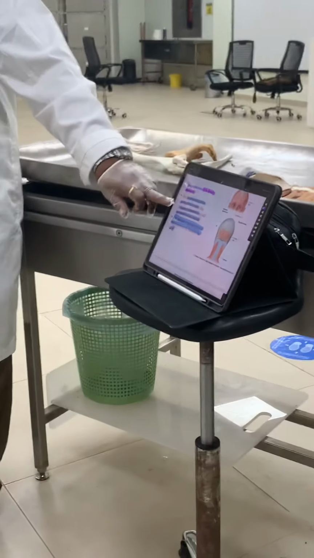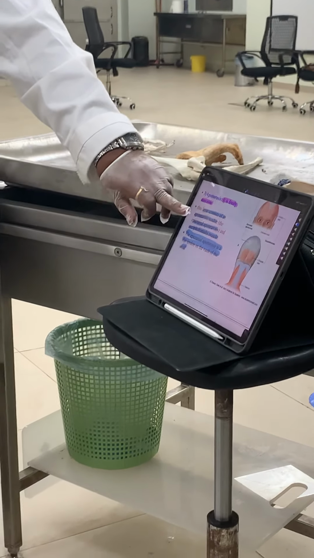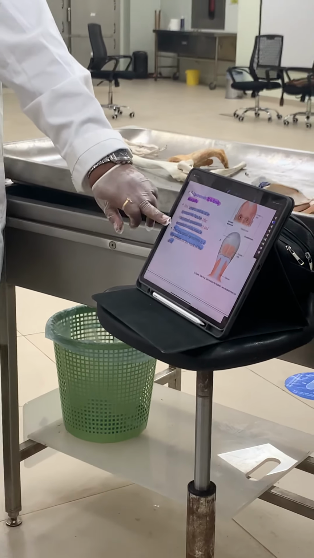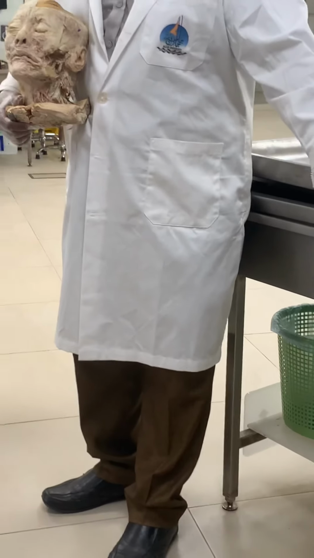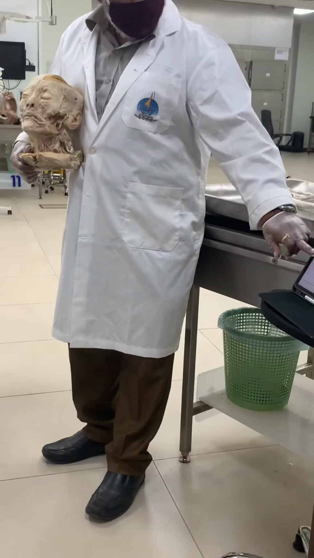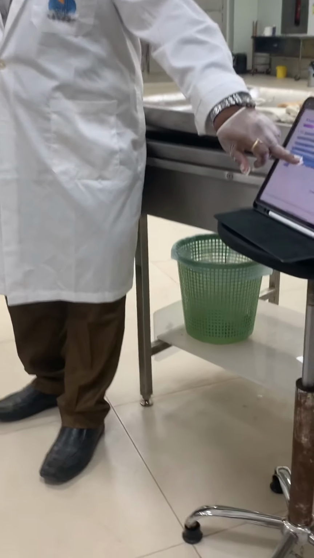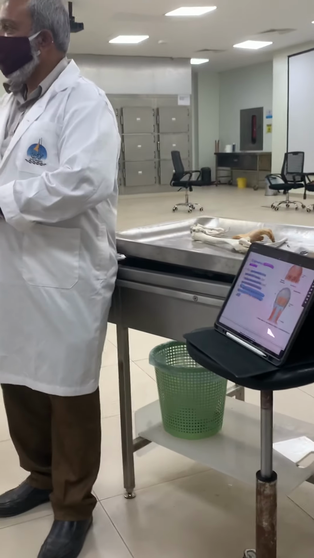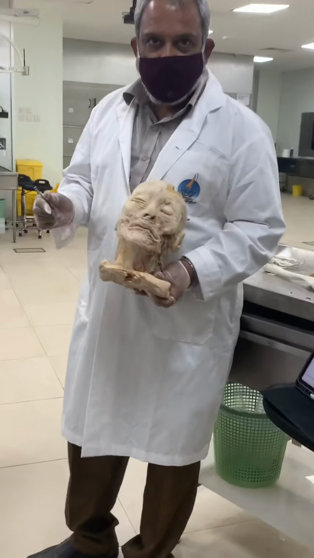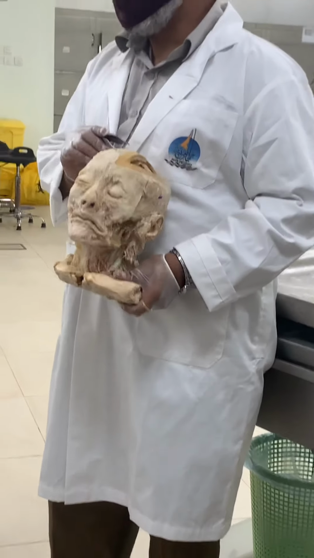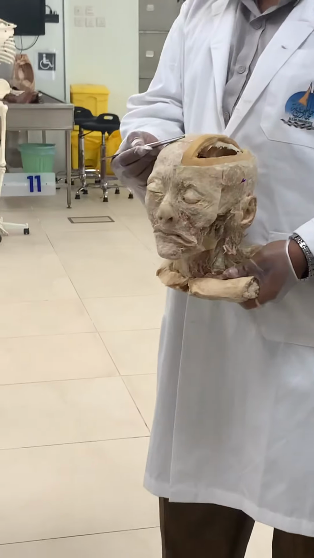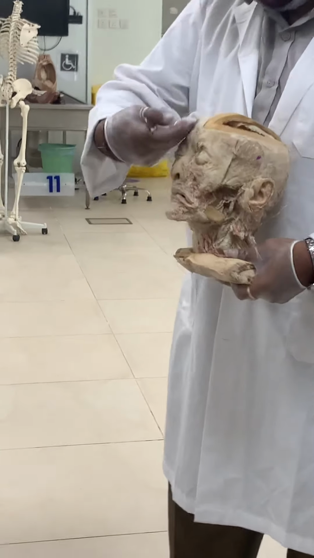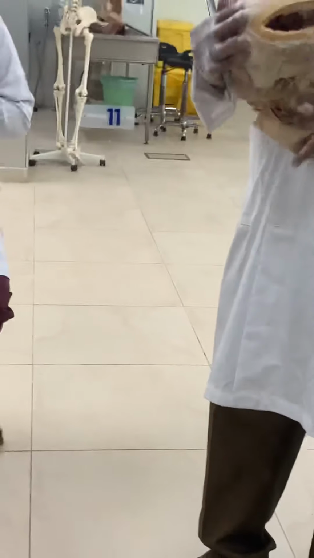The layer consists of aponeurotic tendon and occipitofrontalis muscle, and the epicranial aponeurosis is a flat tendon on the vault of the skull. So what is it? Here we have a muscle. What is that muscle? One muscle is coming here, one is like this, and there is another muscle.